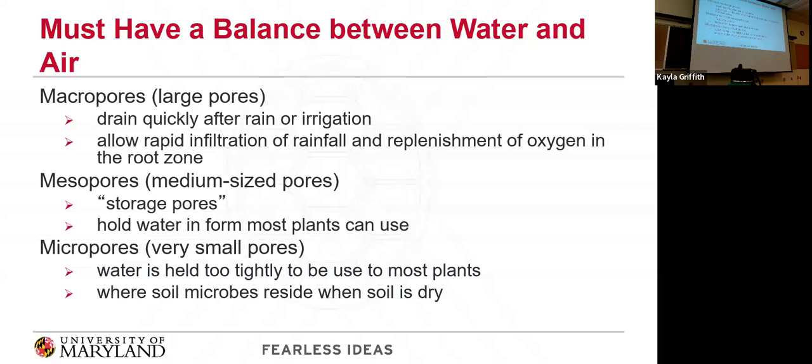So to have that balance, if you look underneath the microscope, which I'll show you in the next picture, you'll see the different pores. So we have macropores, which are the large pores, lets the rainwater and irrigation run through it quickly. The mesopores, which are the medium, they store all the nutrients. And then the micropores, which is where you get with all the clay because it holds the water quite close together, and it's hard for you to have good drainage in these types.